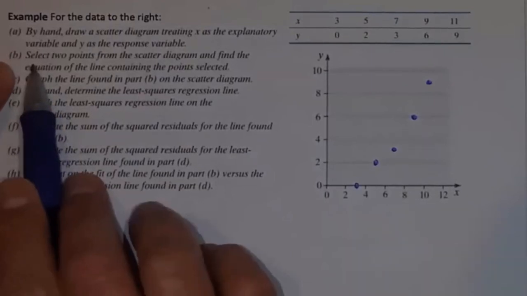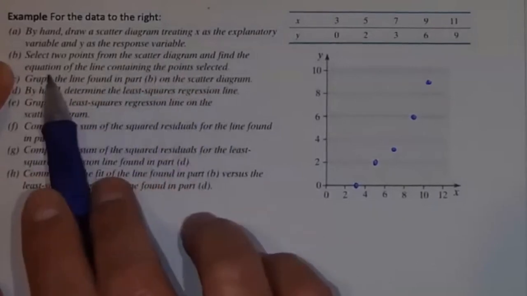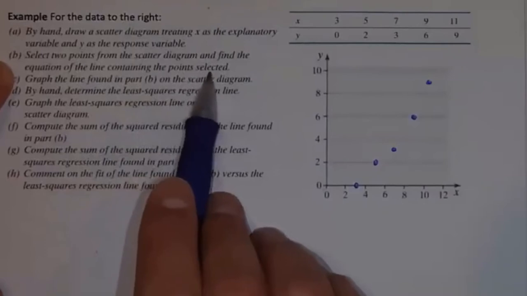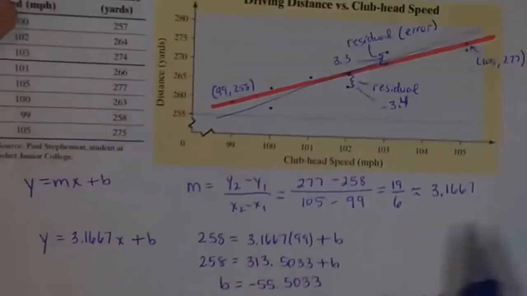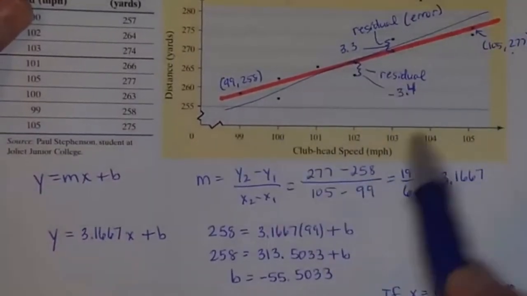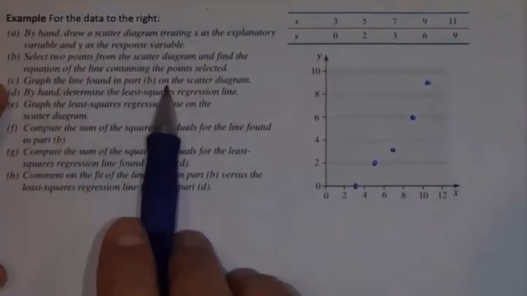Part B, select 2 points from the scatter diagram and find the equation of the line containing the points selected. So this is going to be like what I did back here for the golf data. I picked 2 points and I found the equation of the line that goes through it. So that's what we're going to do in part B, and we're going to graph that in part C.